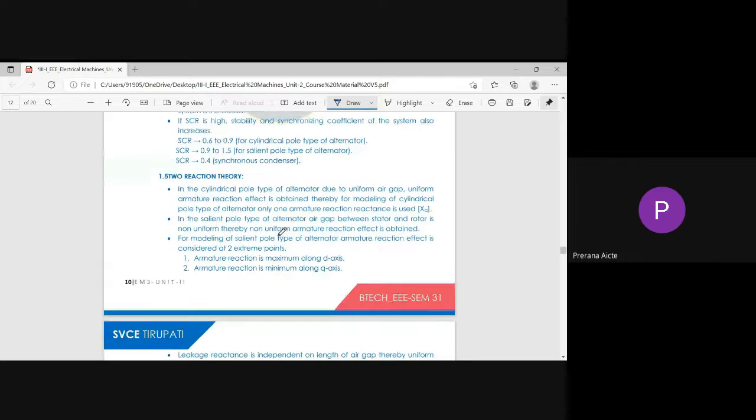Next, the short circuit ratio. The short circuit ratio is 0.6 to 0.9 for a cylindrical pole type alternator, and 0.9 to 1.5 for a salient pole type alternator. Why? Because the air gap between the rotor and stator is larger, so the short circuit ratio is also larger for stable operation of the synchronous generator.